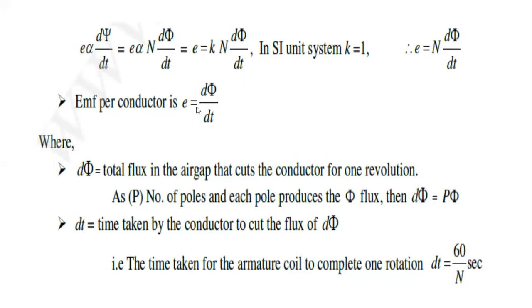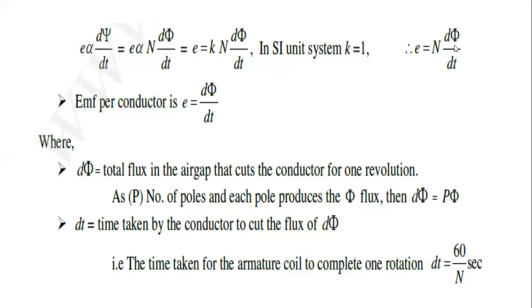The EMF per conductor is E equal to d phi by dt, where d phi is the total flux in the air gap and dt is the time. The time taken by the conductor to complete one revolution, that is dt, equal to 60 by N seconds.